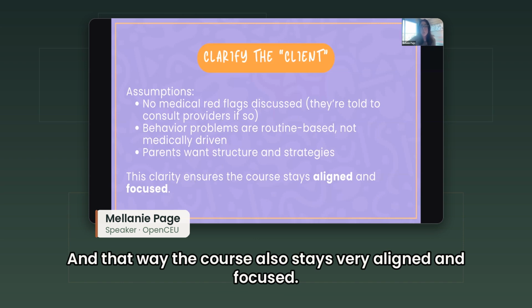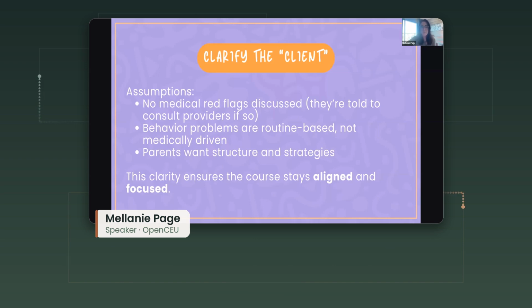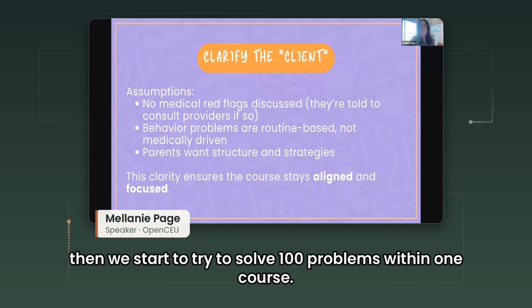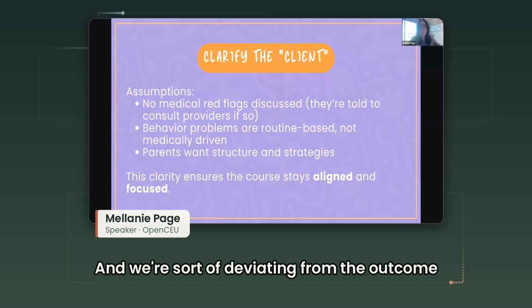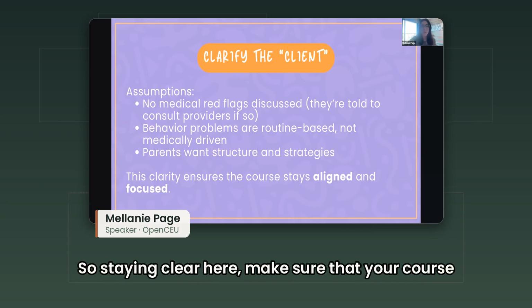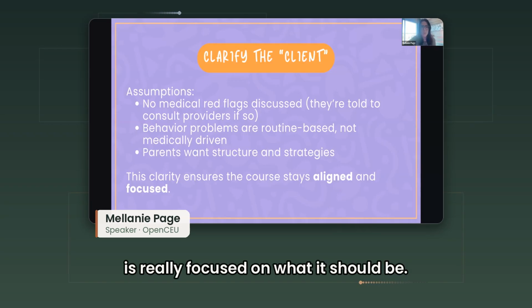And that way the course also stays very aligned and focused. Because again, when we start making some different assumptions, then we start to try to solve 100 problems within one course. And we're sort of deviating from the outcome and potentially tipping over into treatment. So staying clear here, make sure that your course is really focused on what it should be.